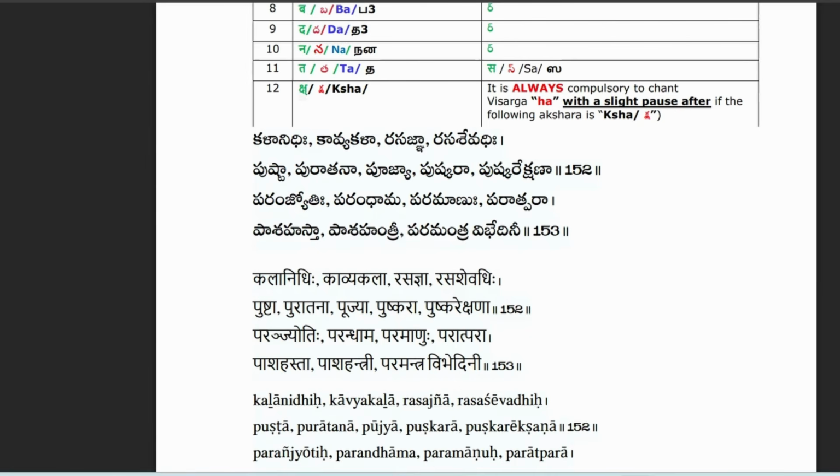And the next one is Pushta, Puratana, Pujya, Pushkara, Pushkarekshana. There are no Visargas here. The next one is from Vishnu Sahasranama: Param Jyotihi. If you apply the Visarga rule, this becomes Paranjyotif, because the Visarga is followed by the pa sound. As per our rule, it changes to the f sound. Paranjyotif, Parandhama, again Paramanuhu changes to Paramanuf, Paratpara.